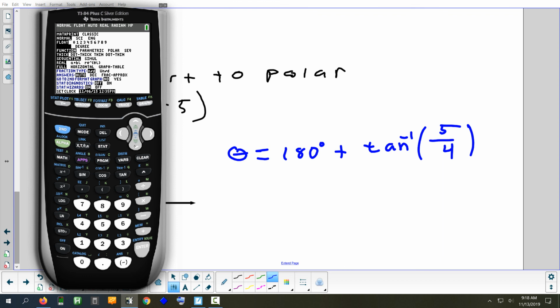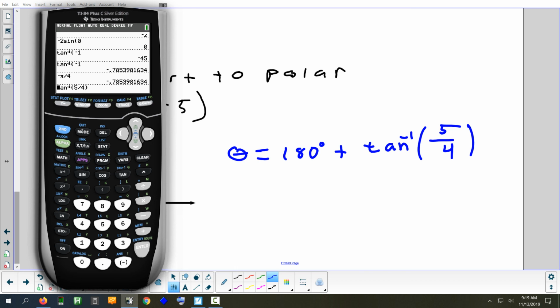Why do you have to add the 180? Yeah. Because we're in quadrant 3. Whenever you're in quadrants 2 and 3, you always have to. 180 or pi? Same thing. It depends. If you're in radians, pi. If you're in degrees, you want to add 180.